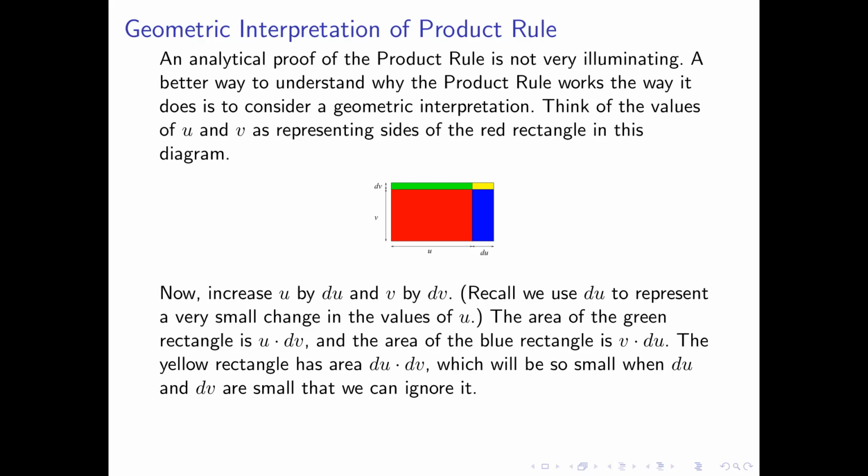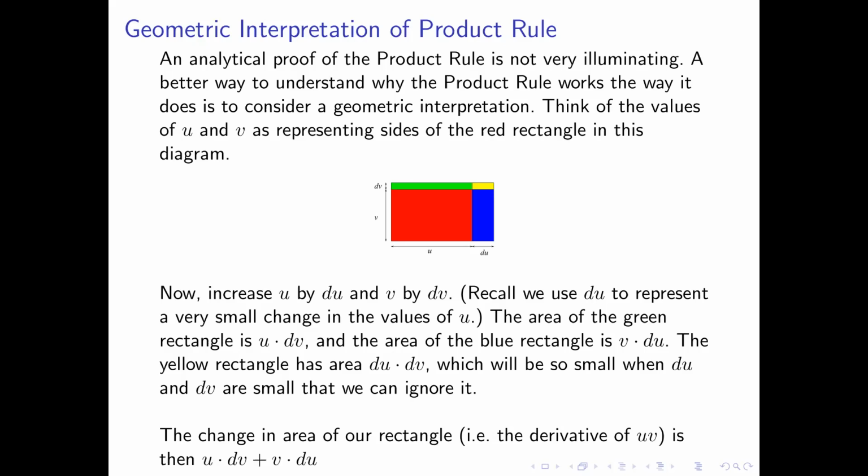And so in practice, that is going to be a negligible amount of space. It will be so small when du and dv are small that we can actually ignore the yellow piece when we're looking at how the area of the entire rectangle has changed. So if we ask then, by how much has our rectangle's area changed, starting from the red rectangle and then expanding it by increasing u and v by those amounts, what we get is, in effect, the derivative of u times v. That's what a derivative tells us, how much something changes.